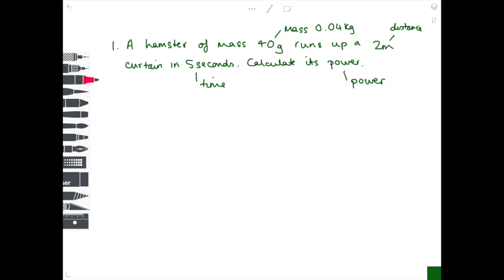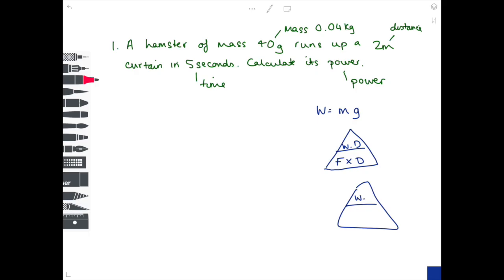Now there isn't a direct equation that links these components. This question is actually more complicated than it looks, because you need quite a few equations, as there's no equation which directly links mass, distance, time and power. First equation we need is weight equals mass times gravity. The next one we need is a formula triangle, which is work done equals force times distance. And the last one contains power, which after all is what we're after, which is work done is power times time.